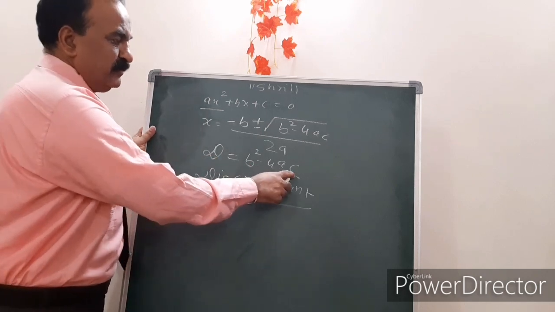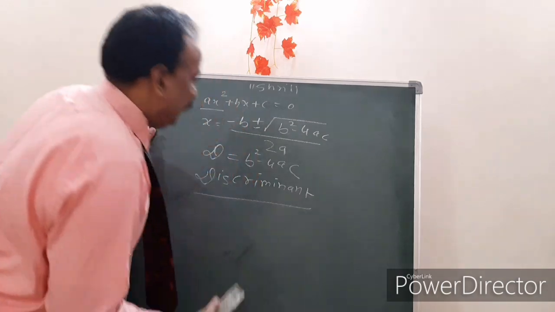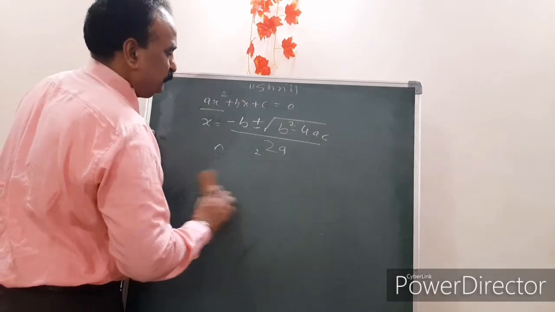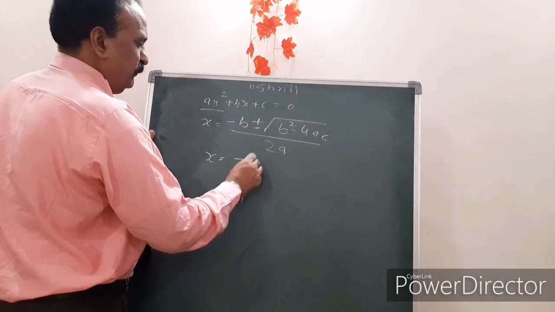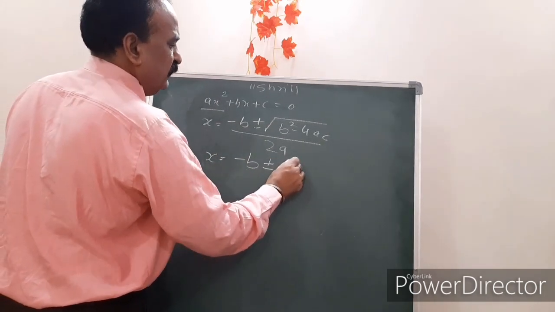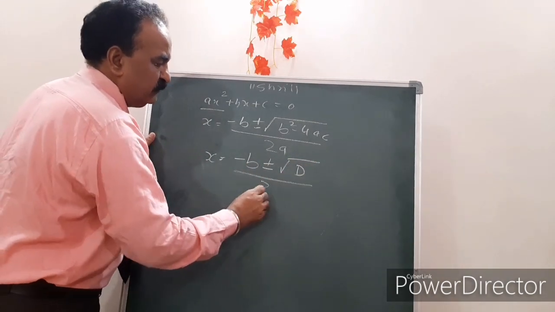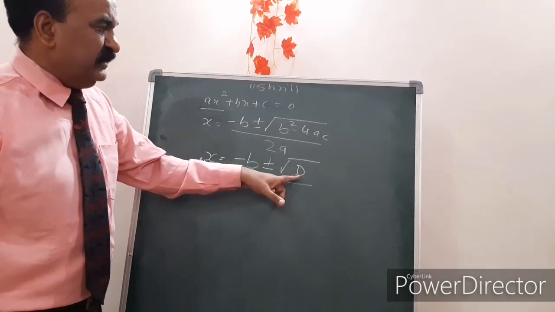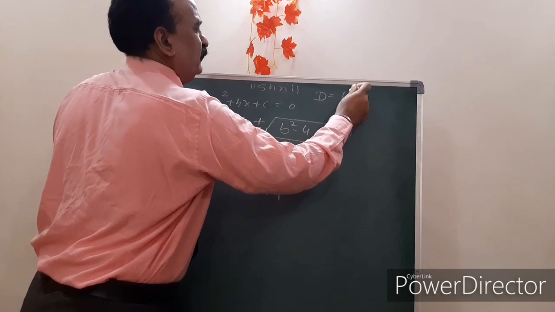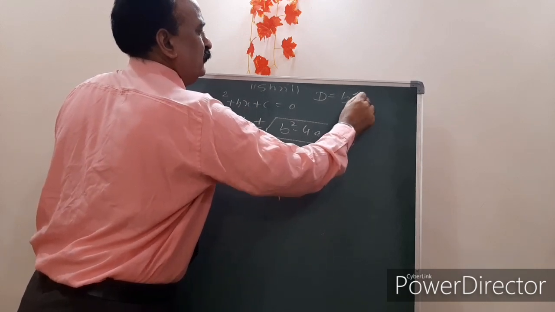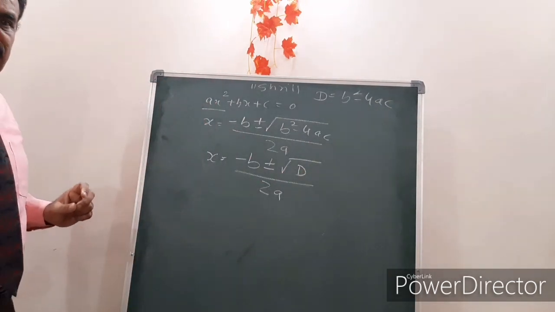D is equal to b square minus 4ac. D is called discriminant. Now see how I am writing the formula. x is equal to minus b plus minus under root D divided by 2a. And what is this D? D is equal to b square minus 4ac.